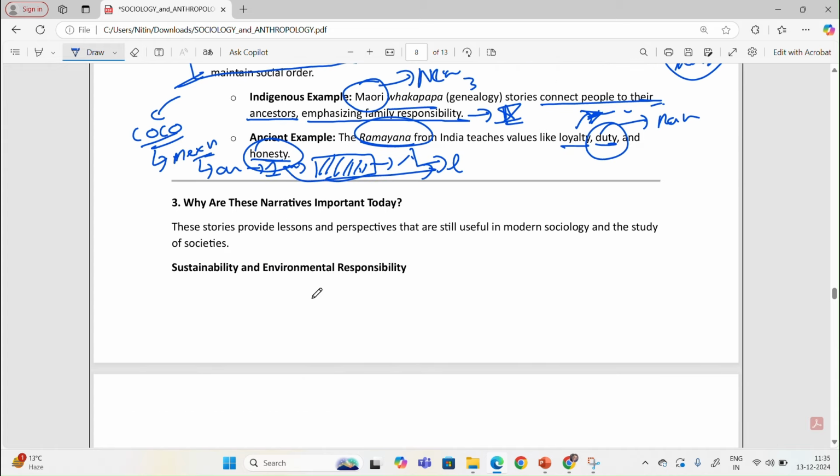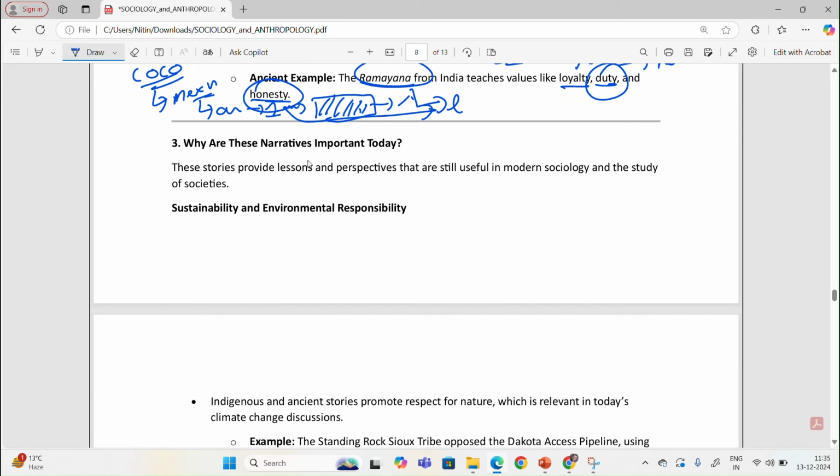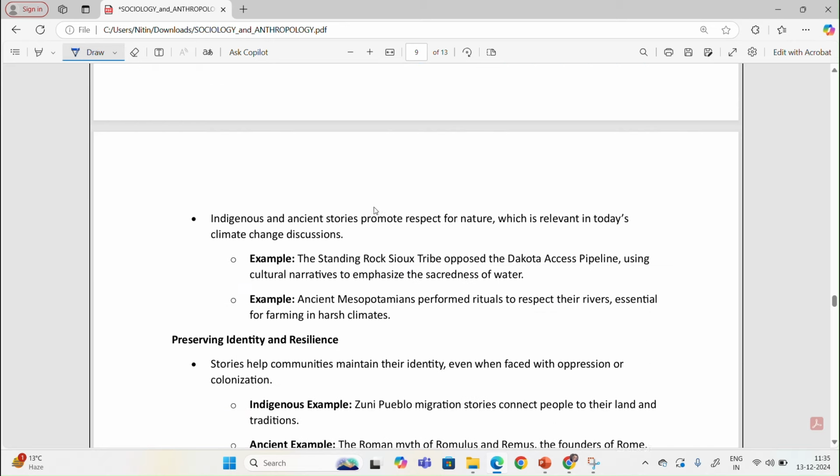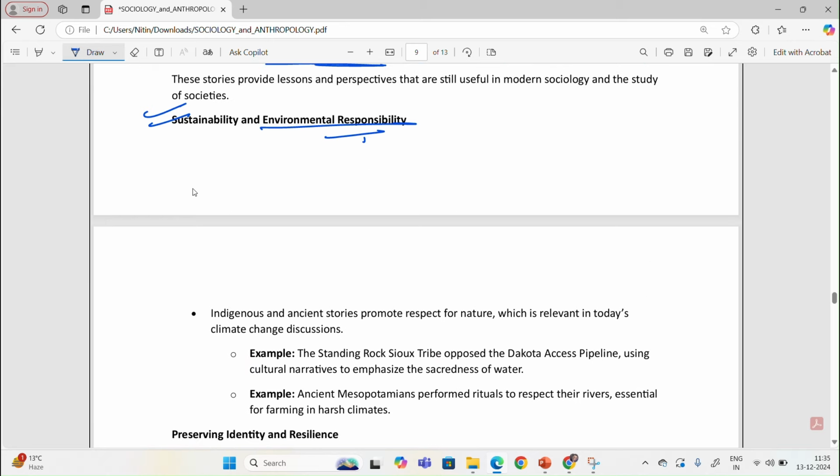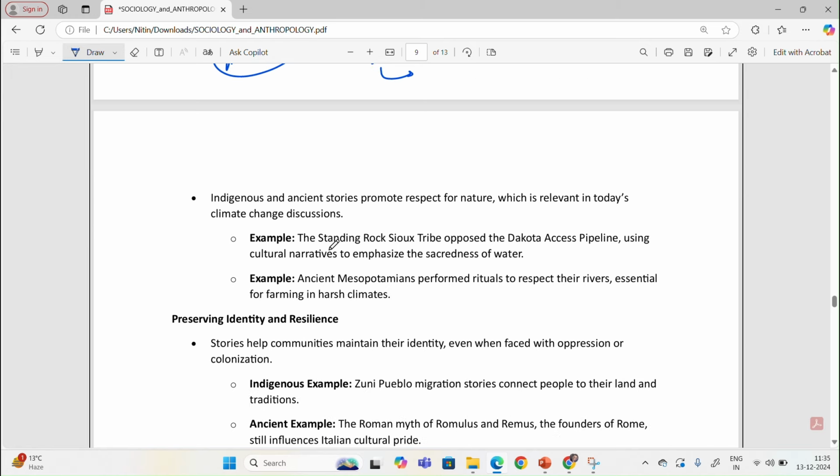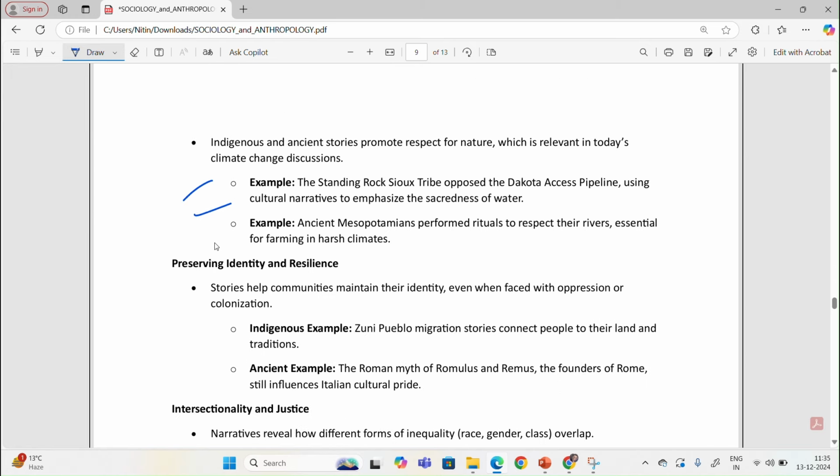So why are these narratives important today? Because they will link it to sustainability and environmental responsibility. They may link it to materialism and spiritualism: how materialistic we have become, and how ancient civilizations believed more in community ownership over individual ownership. Something like that. You can read these on your own.